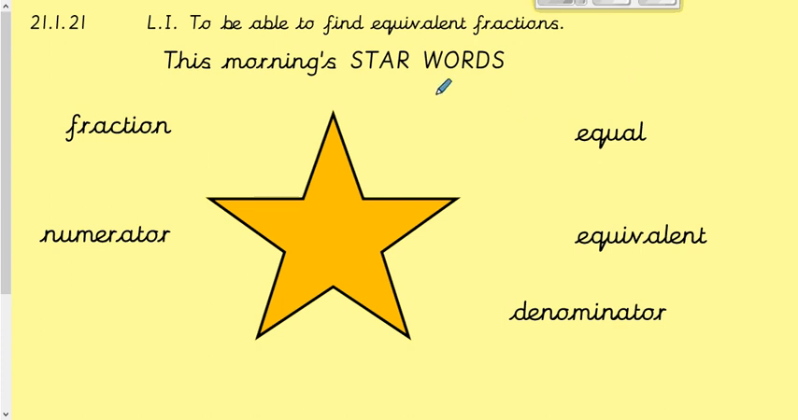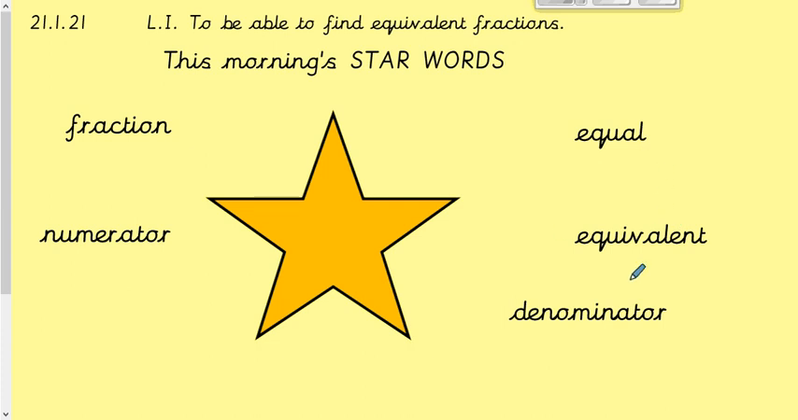So our star words today then, we have numerator, fraction, equal, equivalent, and denominator. So fractions you've been looking at since year 2, I would have thought, so you should know what a fraction looks like, but we will go into that in a minute. Numerator and denominator, we're going to go into that in the next slide, so I won't tell you what that is just yet. Equal and equivalent. Now these kind of mean the same thing, they're just different words.